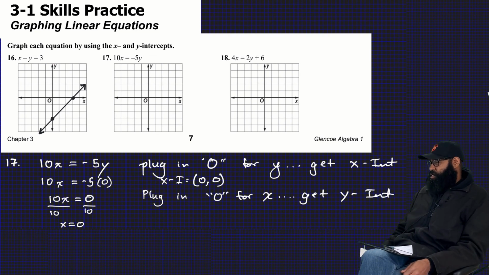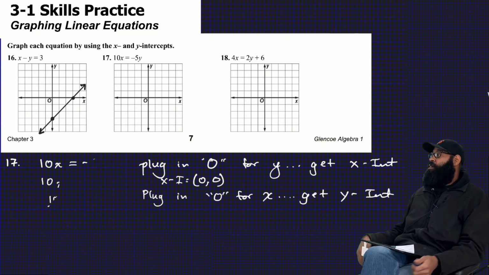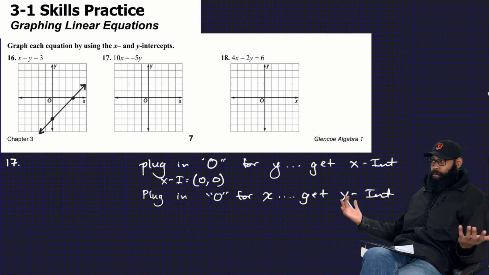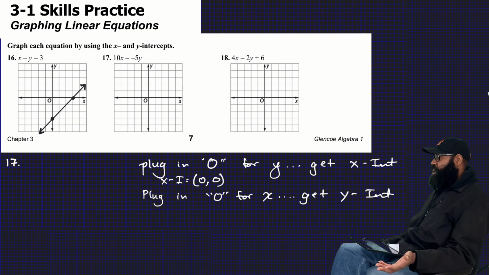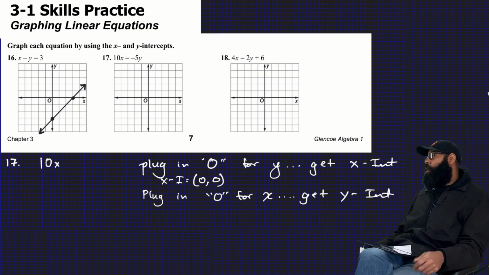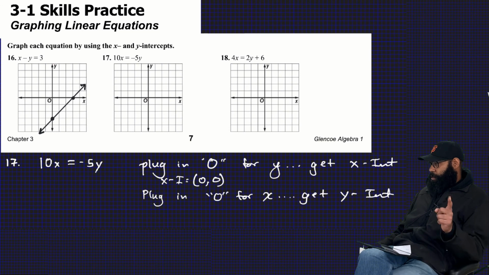So 10x is equal to -5 times 0. There you go. Plug in 0. And of course, -5 times 0 is going to give me that 0. 10x is equal to 0. Therefore, you see what I got? You're about to see what I got. There we go. And we're not done.